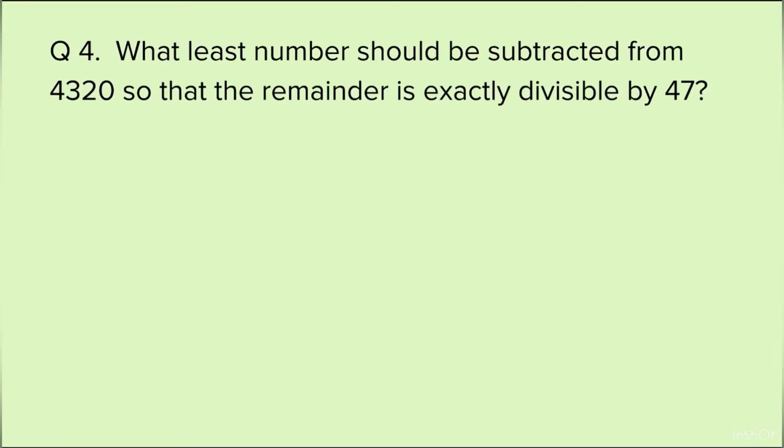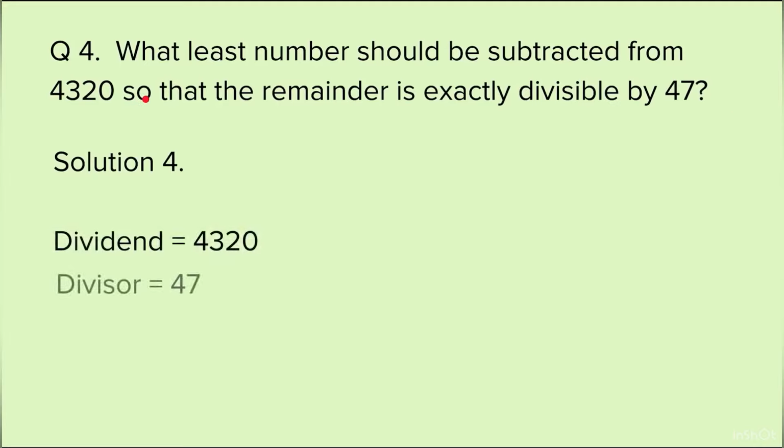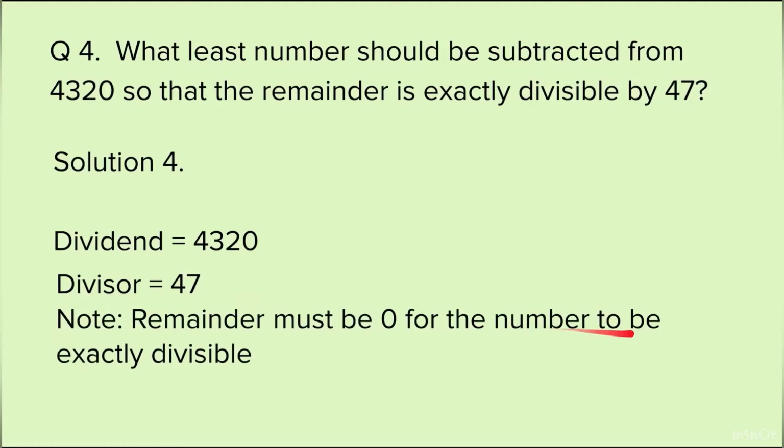Let us look at question 4. What least number should be subtracted from 4320 so that the remainder is exactly divisible by 47? So dividend is given 4320. Divisor is given as 47. Note, remainder must be 0 for a number to be exactly divisible. So to find the least number that should be subtracted, we will divide 4320 by 47 and whatever remainder we get, that number we will subtract.